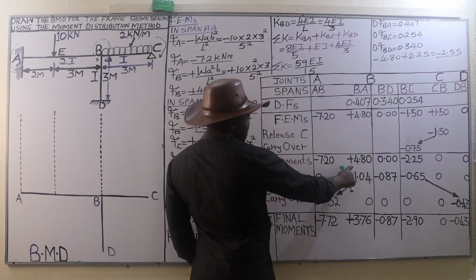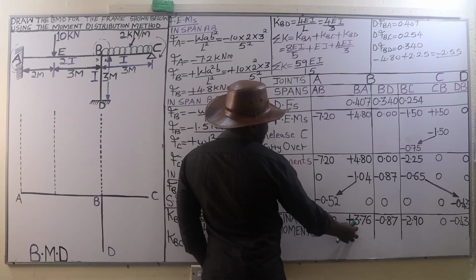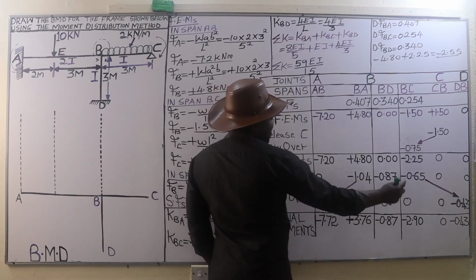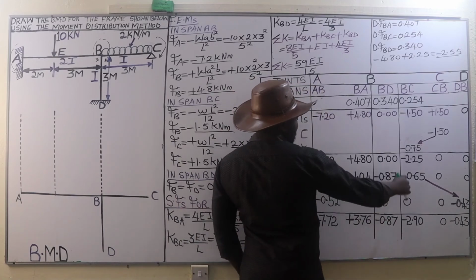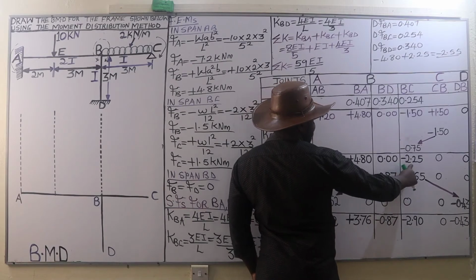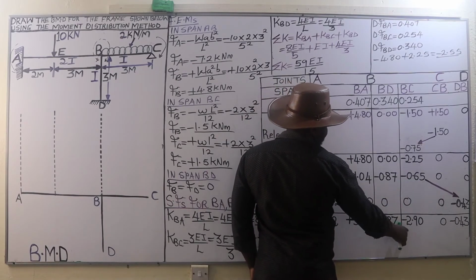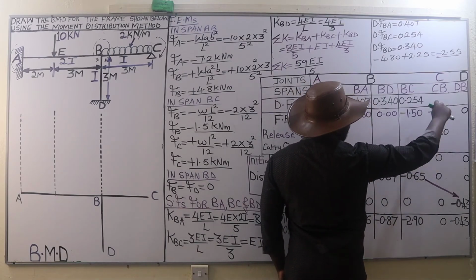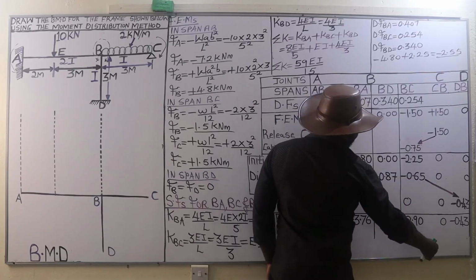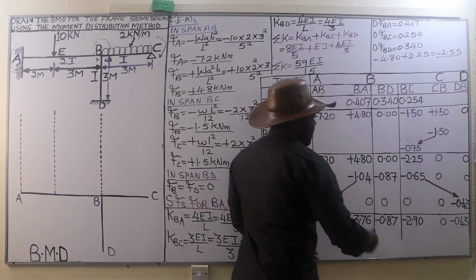For member BA, 4.80 minus 1.04, that is 3.76. Here we are going to take this one direct because these are zeros. Then for member BC, negative 2.25 minus 0.65, that is negative 2.90. Then here we have 1.50 minus 1.50, that is a 0. And then here we got negative 0.43.